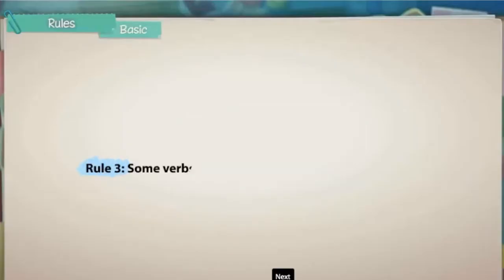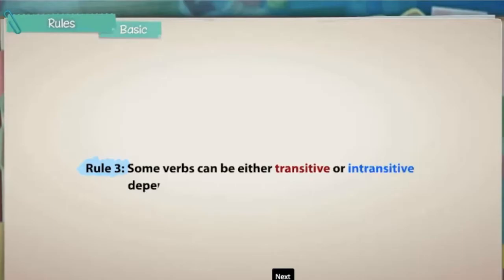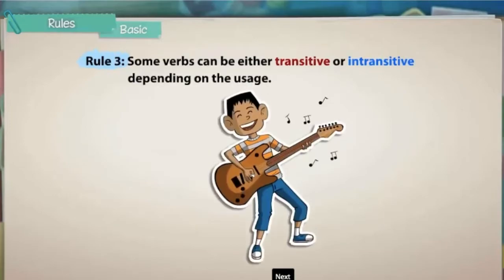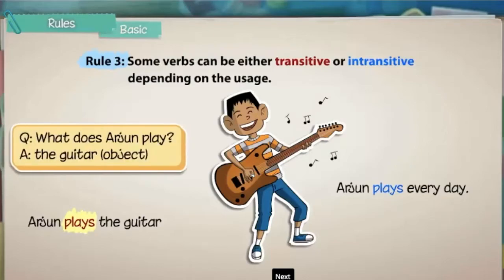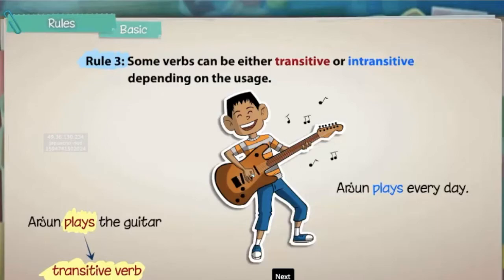Some verbs can be either transitive or intransitive, depending on the usage. For example, Arjun plays the guitar. Arjun plays every day. Now, in the first sentence, plays what? The answer is guitar. So, plays here is a transitive verb. And in the next sentence, plays is intransitive.